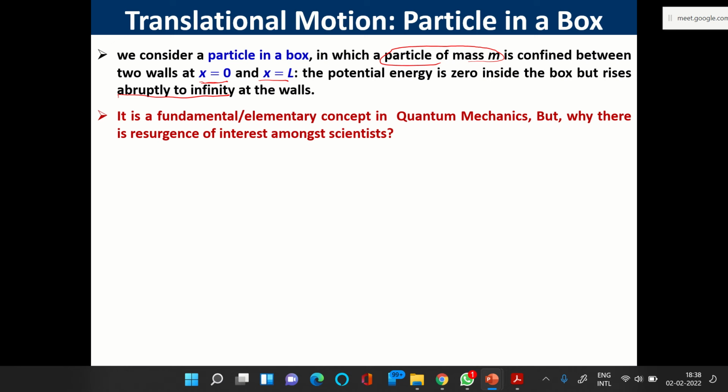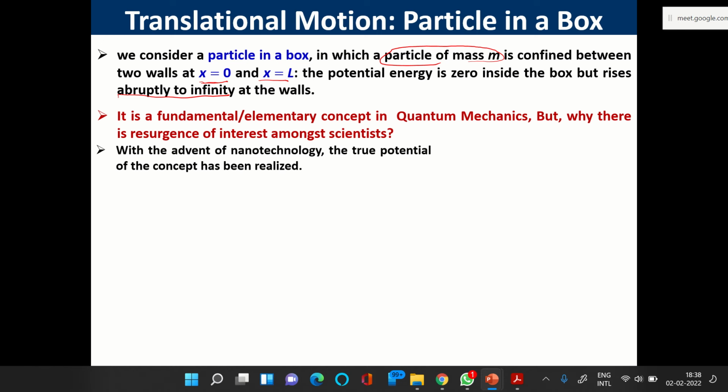Why? Not just because we want to understand why and how many things happen, that is there anyway. Besides that, there are many things you can make out. If you understand this well, you can make devices, things which will be wonderful and will improve the quality of life. So with that intent in mind, we try to understand this translational motion, and one of the classic examples, the particle in a box model.